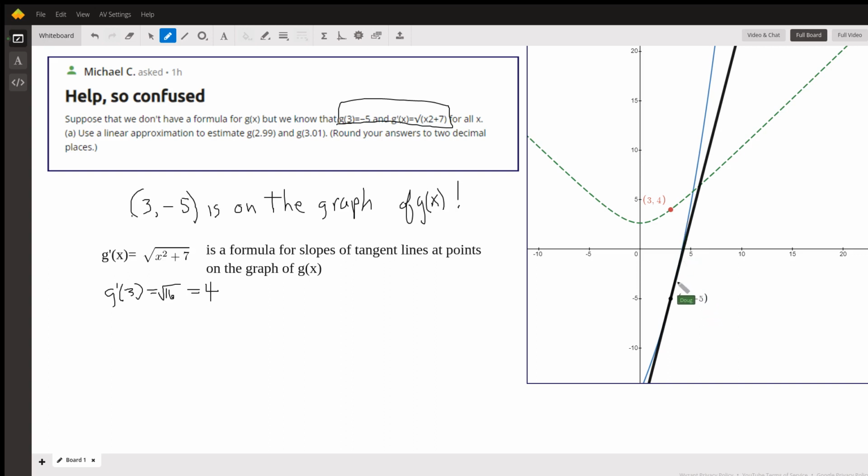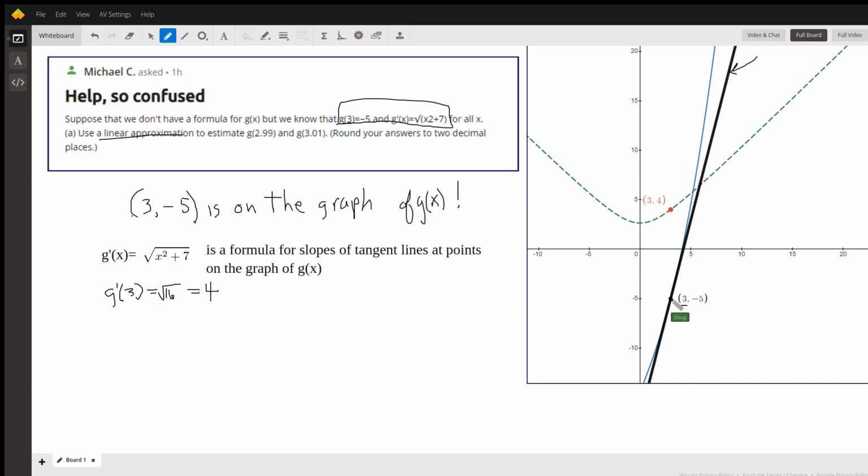And if you notice, in the vicinity of 3, you can't hardly distinguish between the tangent line and G of x. And that's what we mean by a linear approximation. We are going to find the equation of this tangent line, and it's going to be used as an approximation for values of G of x where x is very close to 3. You can't hardly tell the difference. Okay, so how can we find the equation of that tangent line?